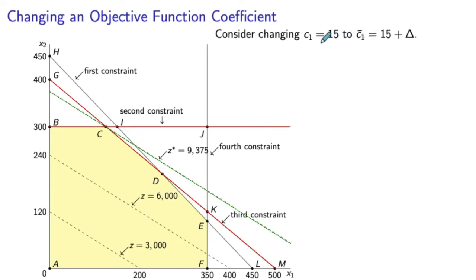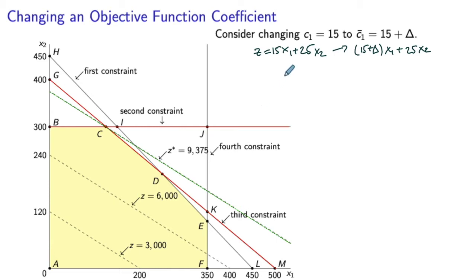Now let's look at what happens if I change the objective function coefficient of the first variable from 15 to some other value, 15 plus delta, let's say. So our objective is given by 15x1 plus 25x2, and we are going to change it to (15 plus delta)x1 plus 25x2. Physically, this corresponds to increasing the profit obtained from one irreversible carrier by delta dollars.